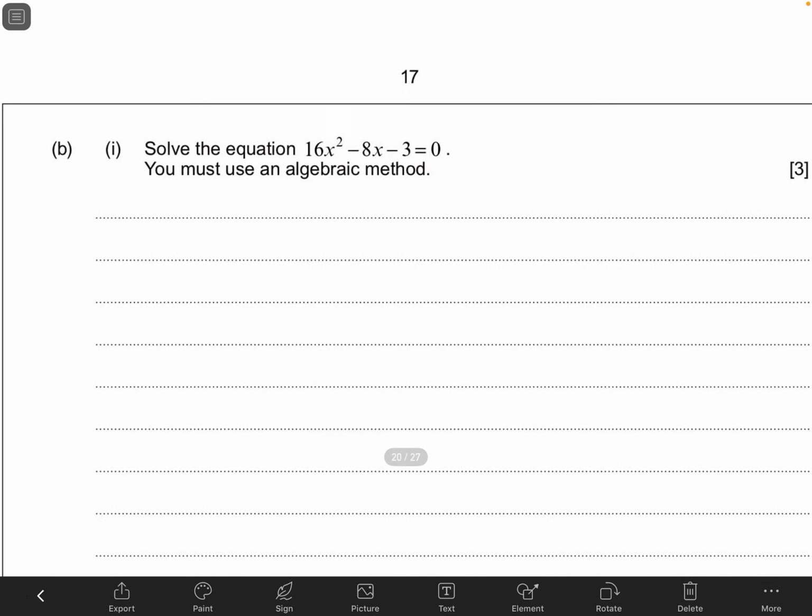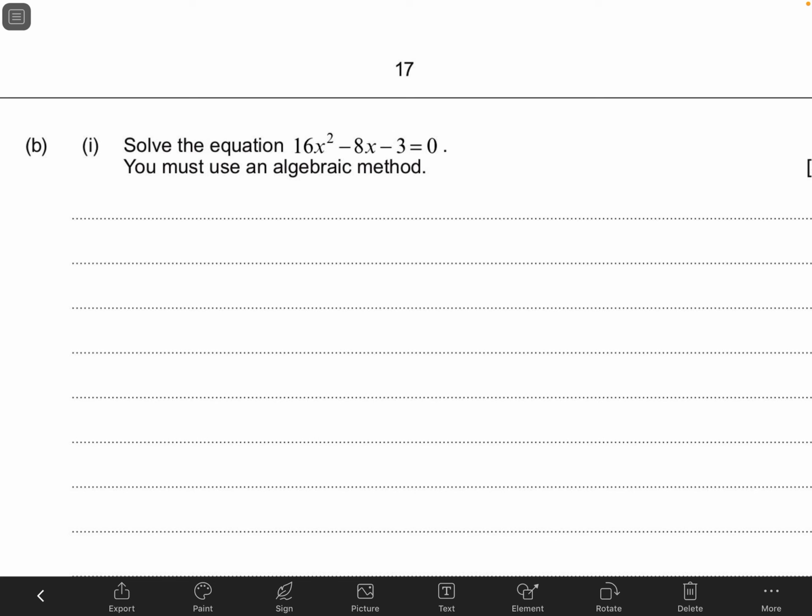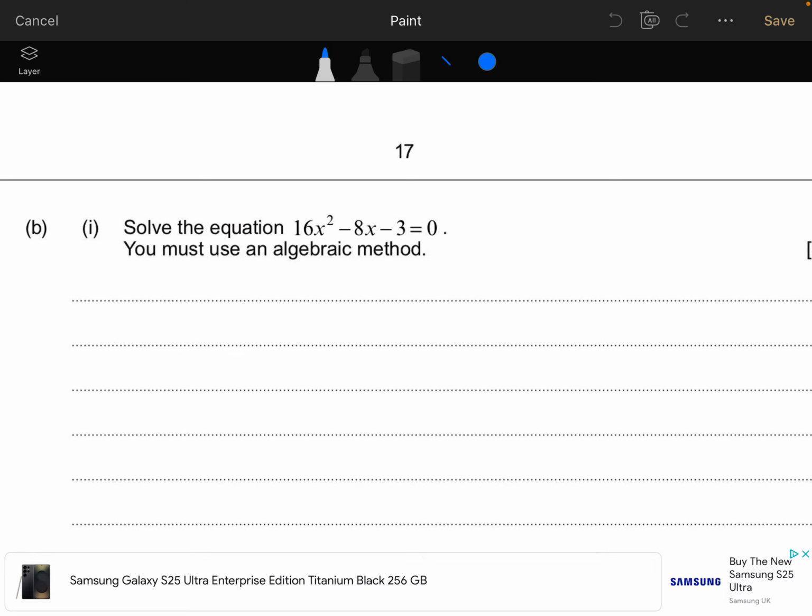Part B. Solve the equation 16x squared minus 8x minus 3 equals 0. And we've got to use an algebraic method. This is the formula in the previous question, but we're not going to really need to use much more than this. Okay, so we've got to solve it. First of all, we're going to try and factorise it. Okay, we're not allowed to use the quadratic formula. We haven't got a calculator, so that will be really difficult.